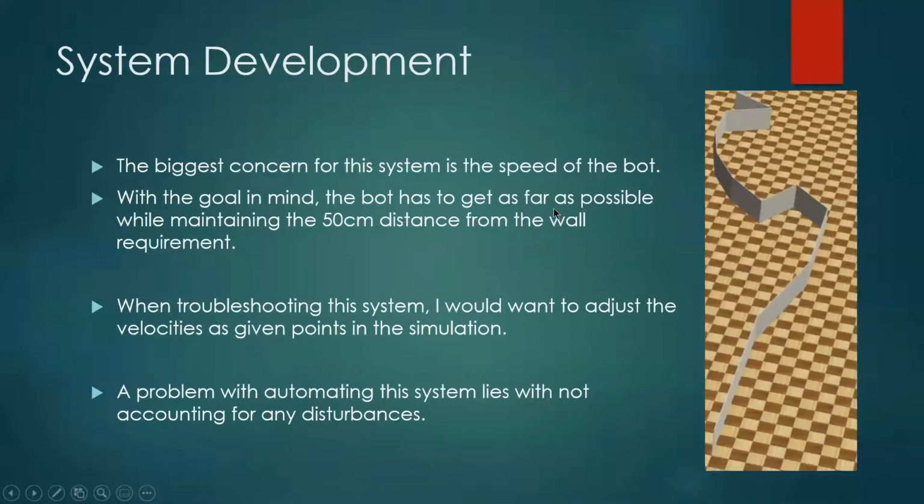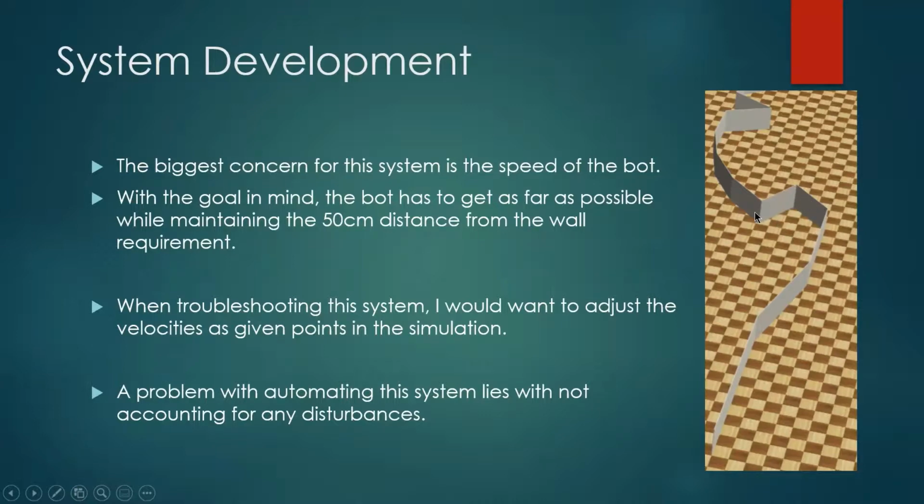So the biggest concern that I have for the system after examining it for a while is actually the speed of the bot. Starting out, the bot will drive up to the wall and turn and follow the smooth walls pretty effectively. But once it reaches this area with the jagged corners, the bot will sometimes go a little too fast and not be able to slow down in time to be able to turn. So when troubleshooting, I would definitely adjust the velocities and play with it a little bit to make it so it can slow down enough just so it can turn before advancing again.